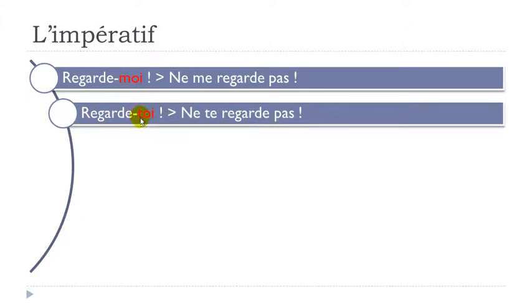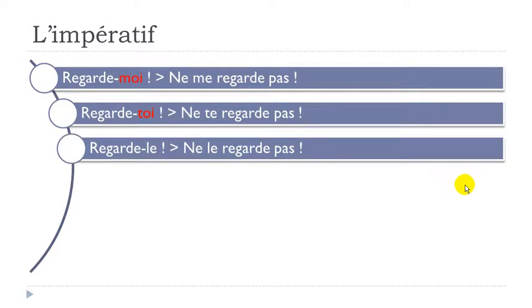Regarde-toi. All right, but then when you put the negative form, it becomes normal, so ne and then te regarde pas. Okay, keep in mind that as usual for the pronouns, they will come before the verb, okay? So your negative form is coming before and after the whole thing. And then if you've got this le pronoun, or it could be the la, it will stay the same, so no modification, so regarde-le, and then negative form, ne le regarde pas.